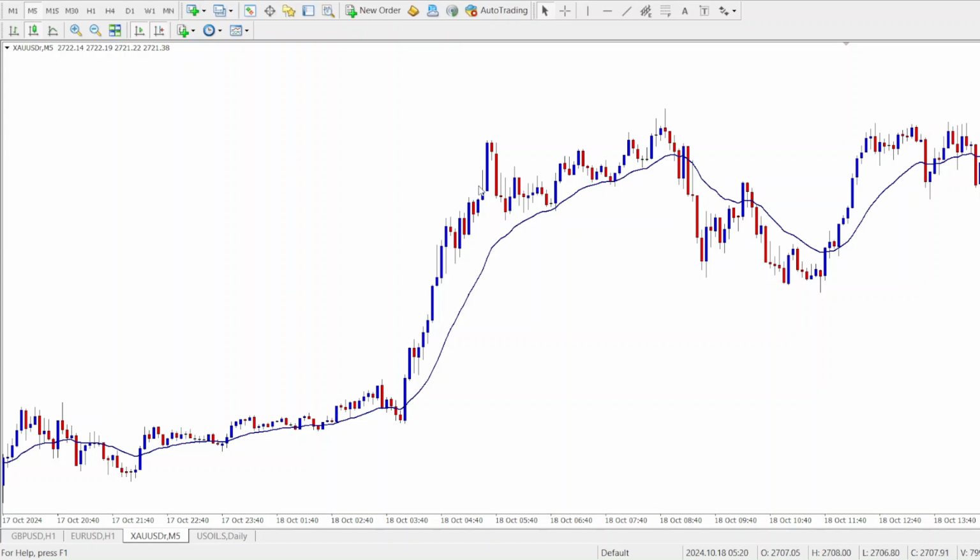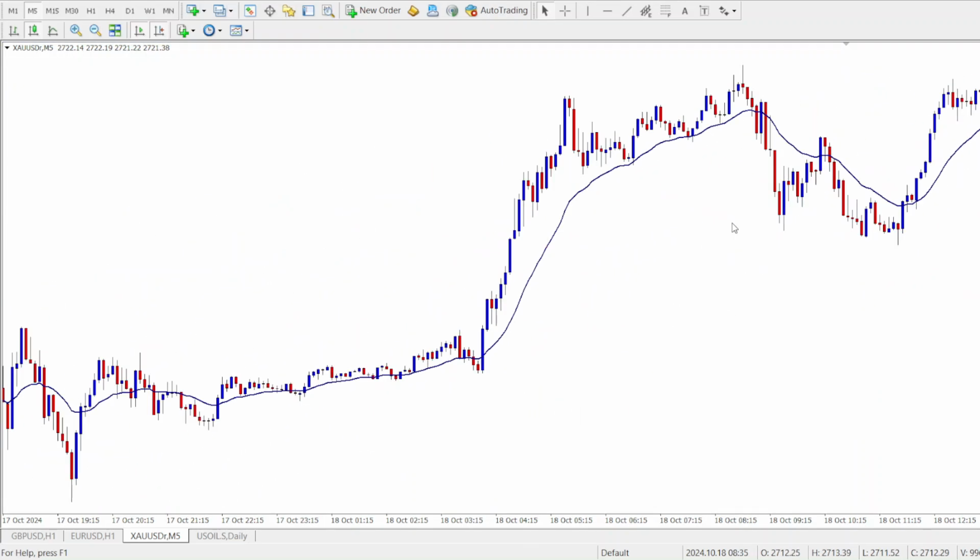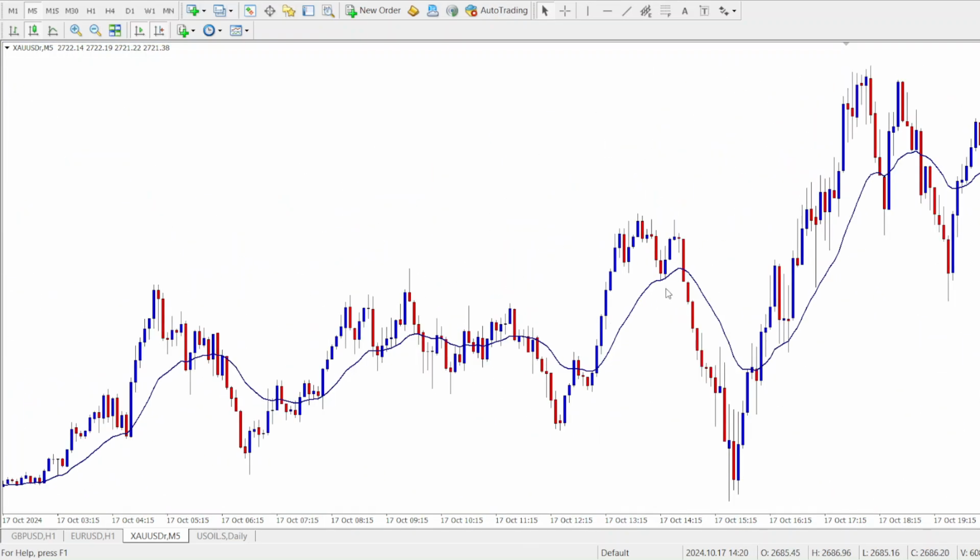So when you have price trading above it, it means it's a bullish trend and you might want to be looking for buy opportunities only. And when it's trading below the moving average, it indicates a sell trend, and I want to look for sell opportunities only. Now we also have the simple moving average.